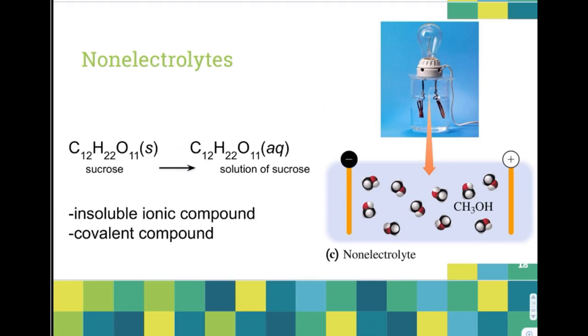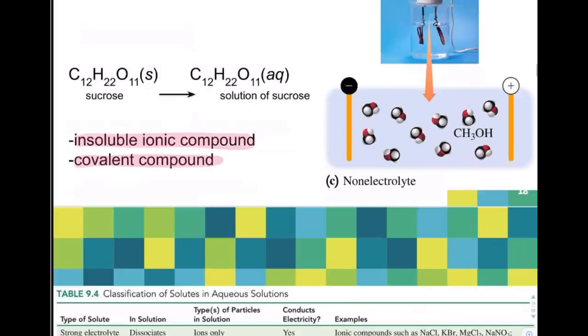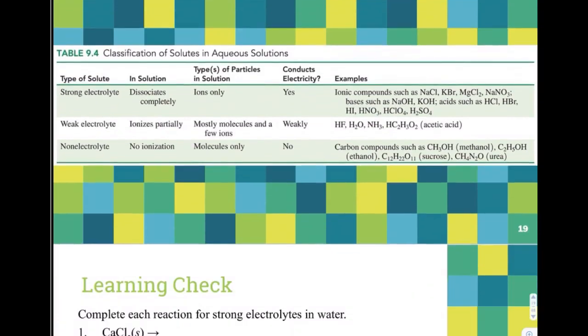Does it dissolve? Yes, but not into ions. And so you have covalent compounds that might dissolve in water, they don't dissolve into ions, or you can have things that don't dissolve. So insoluble ionic compounds or insoluble covalent compounds, if they don't dissolve in water, you can't dissolve into ions because you don't dissolve at all. So here's a classification of some different electrolytes and some examples.